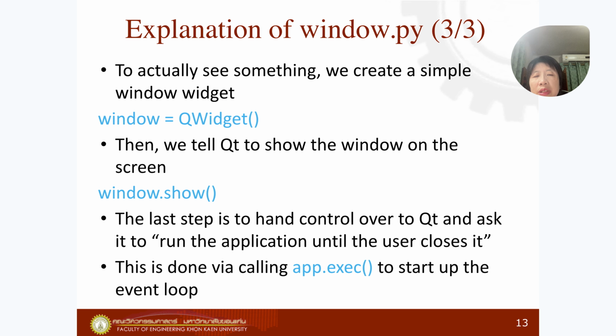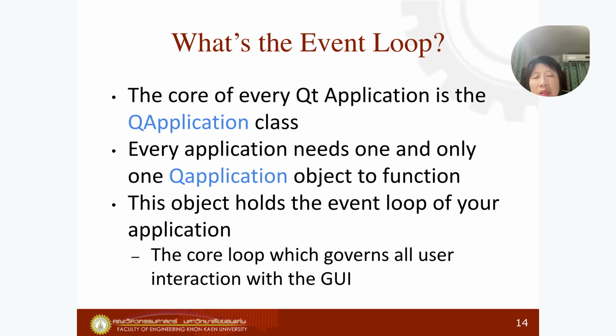And to actually see something, we create a simple window widget, window equal to QWidget. And then we tell Qt to show the window on the screen with the call of the function show. And then the last step is to hand control over to Qt and ask it to run the application until the user closes it. And this is done by calling app.exec to start up the event loop.